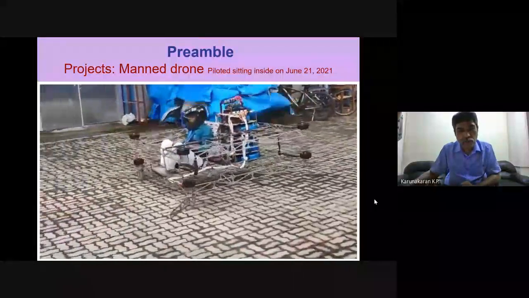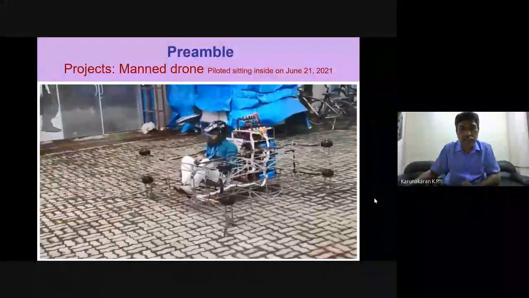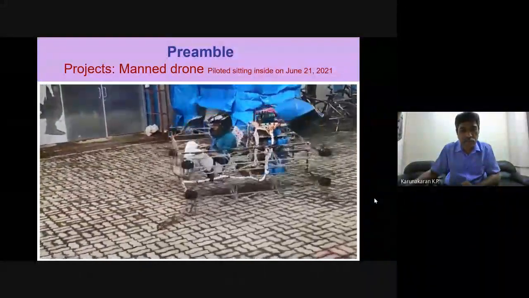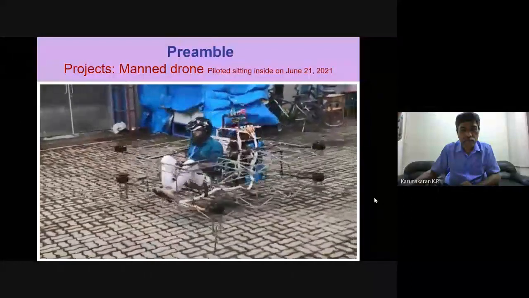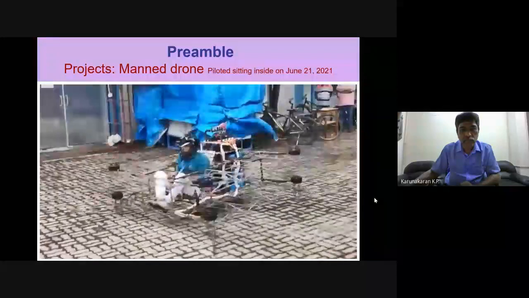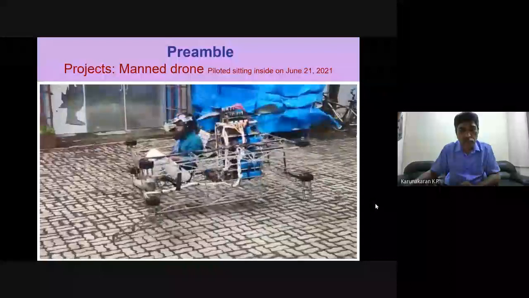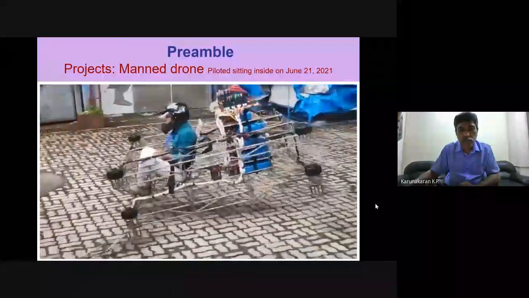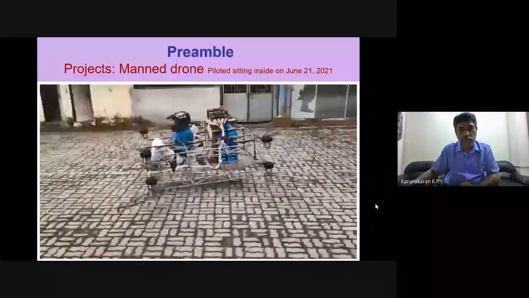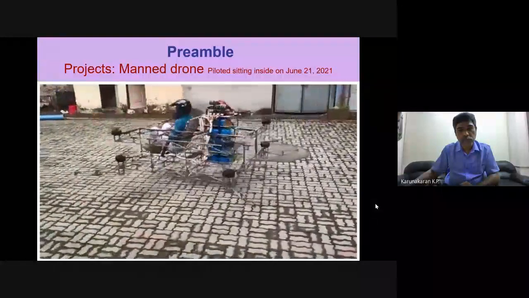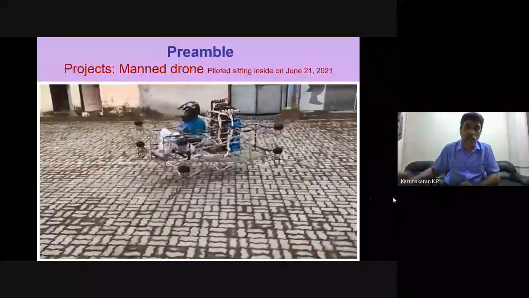We have a long way to go. Whatever we have made is a baby step. We would like to make baby steps because safety is of topmost importance. Probably we'll do the next flight tomorrow. So this is for a very noble cause.